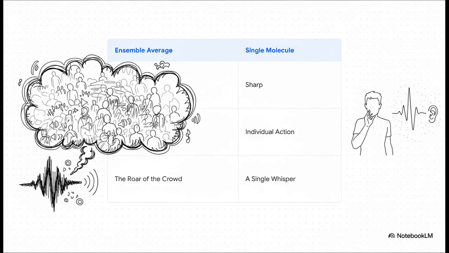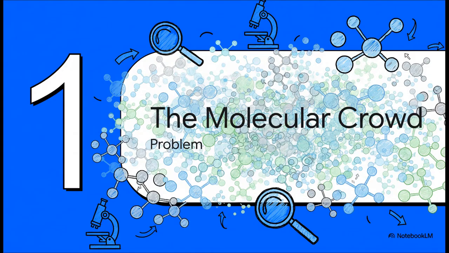And the difference here is, well, it's night and day. On one side, you've got the ensemble average. It's like the roar of the crowd. It's blurry, it's indistinct. But on the other side, the single molecule approach, that's like hearing a single whisper. You get this incredibly sharp, individual picture of what's really going on. So there you have it. That's the core challenge, what scientists have dubbed the molecular crowd problem.